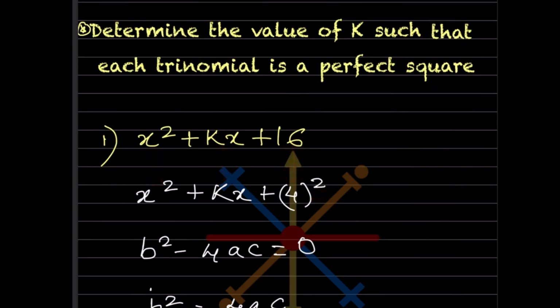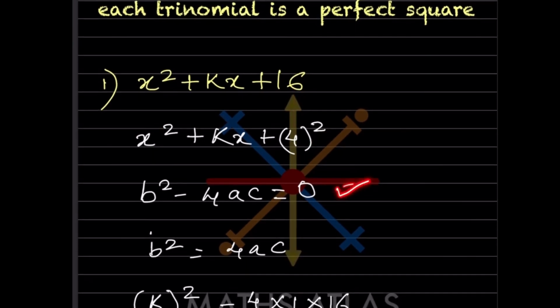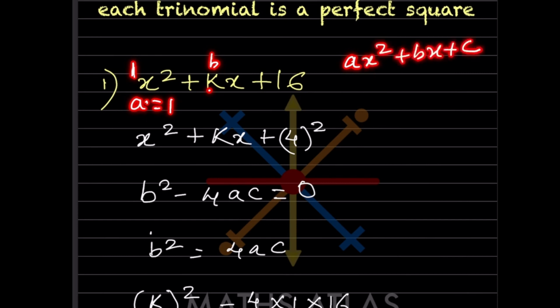So we have to write the determinant, b square minus 4ac is equal to 0. This step is important here. After writing this, we can write b square. If we take this on the right hand side, because this is minus, it is going to be plus. So now this is a. There is 1 over here, means a is 1. This is b. The standard form of the equation is ax square plus bx plus c. So a is 1, b is k and c is 16.